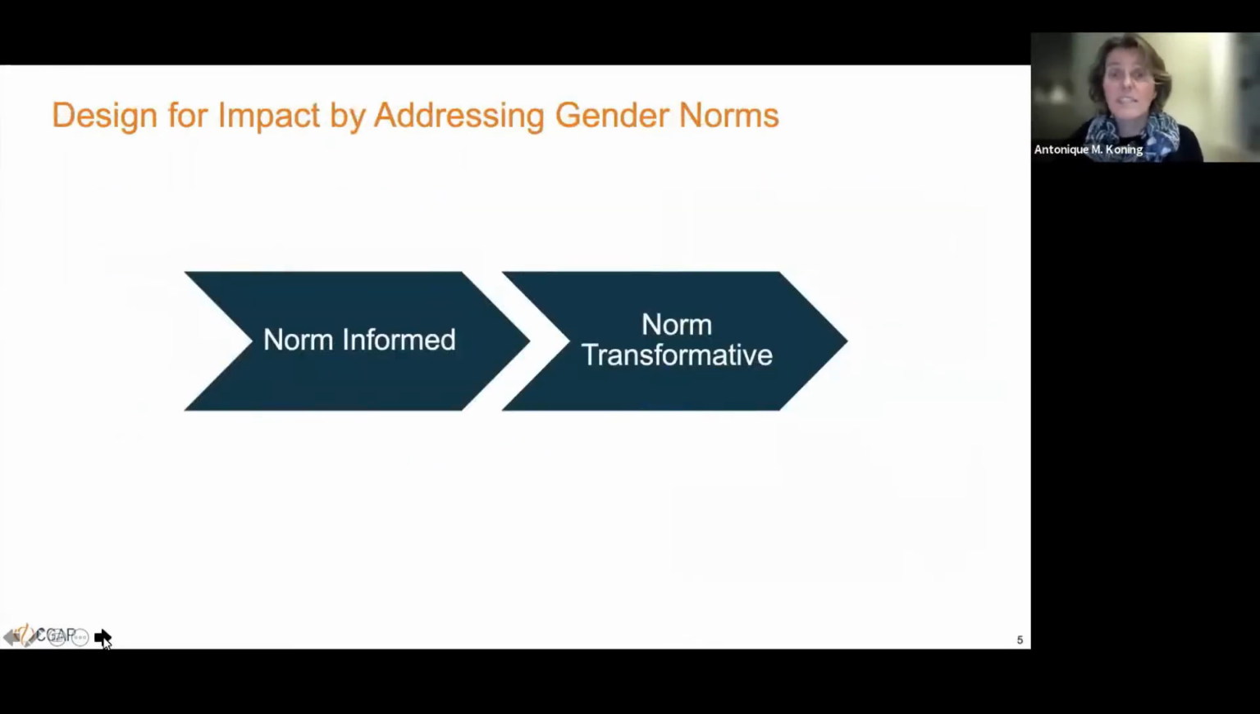In our guide, we distinguish between two types of interventions. We argue that at a minimum, your intervention should be informed by the norms that are affecting demand, supply, and other functions in the market system, and take these norms into account to advance women's financial inclusion and economic empowerment. Whenever possible and desired, your intervention should help to shift harmful norms in favor of more gender equality. These are norm transformative interventions.